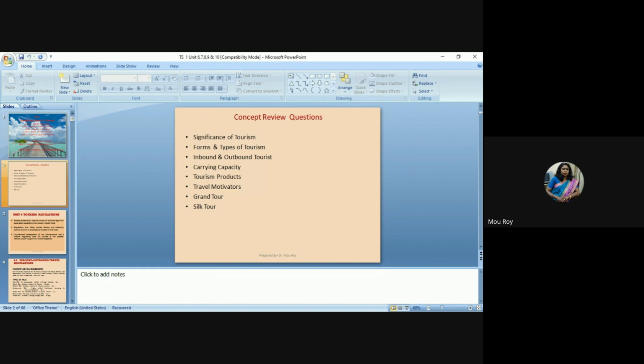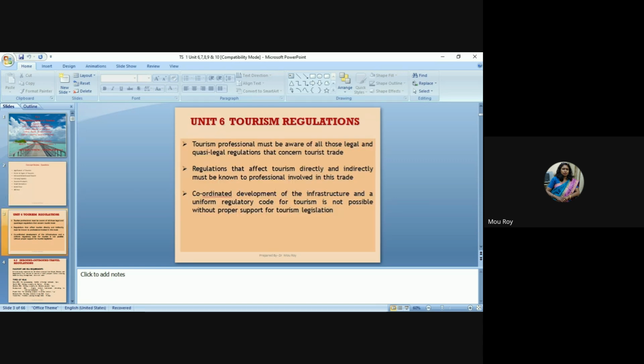Is it visible now, second slide? Yes, ma'am. Okay, so I was telling, in the last 2 days we went through what is the importance of tourism, and what are the travel motivators, and about grand tour and silk route. This is very important. Usually this comes in the exam, so you should at least know what is the difference between grand tour and silk tour.